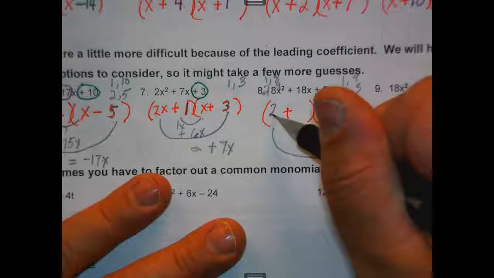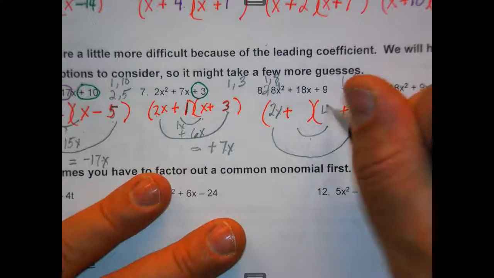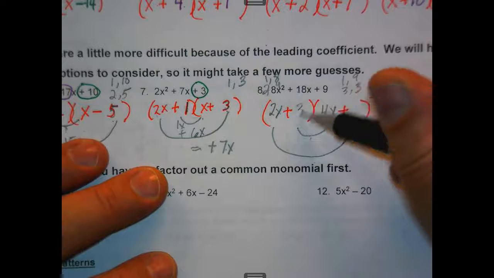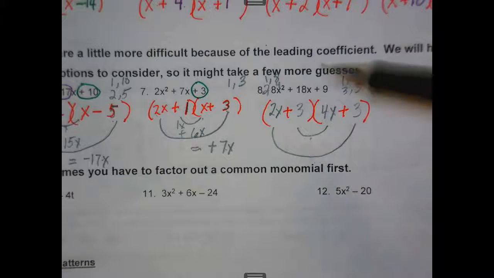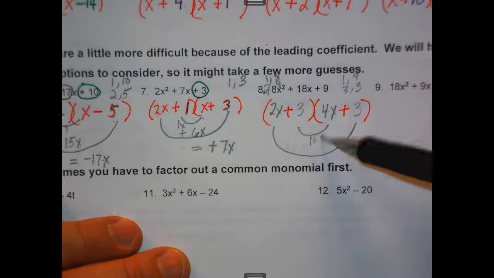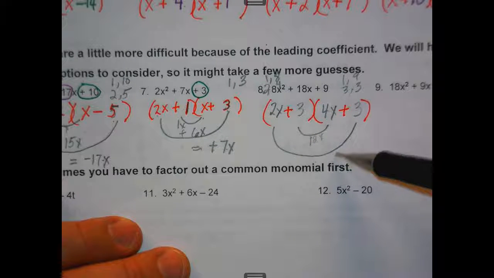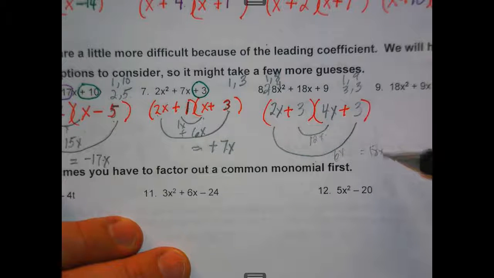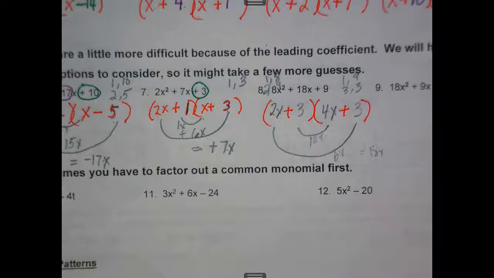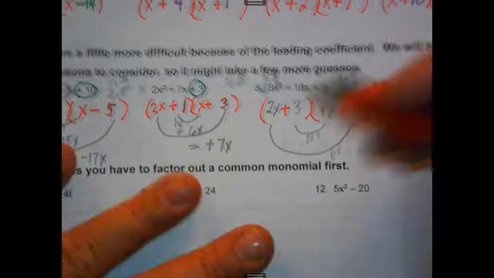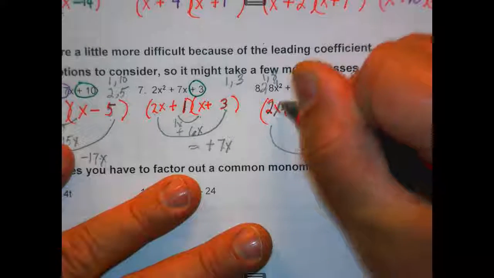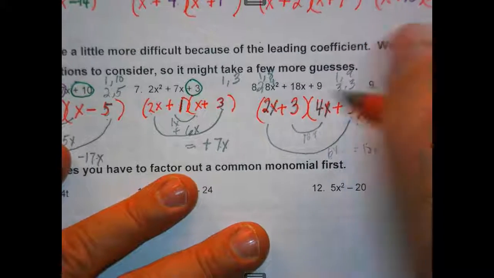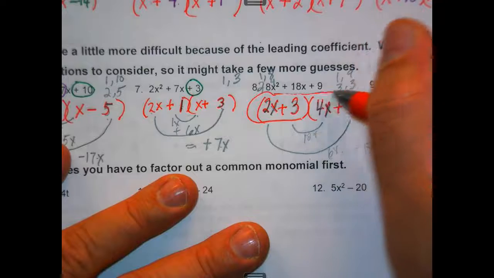Let's just try 2x and 4x. I don't know if it's going to work. I'm just going to try it. Let's see, if I use 3 and 3, put a 3 there and a 3 there. Let's see, this is 12x. This would be 6x. Well, look at that. 12x plus 6x equals 18x. Wow. First try. And I really just picked them out of thin air. I just got lucky.